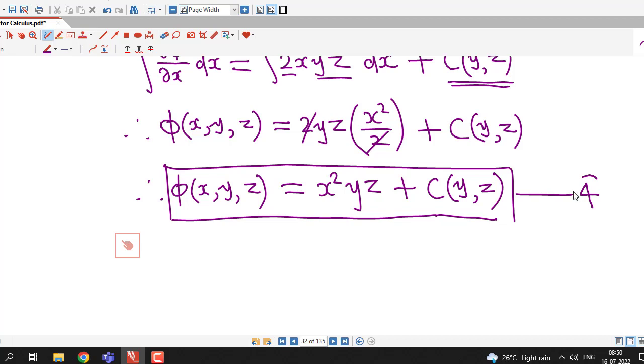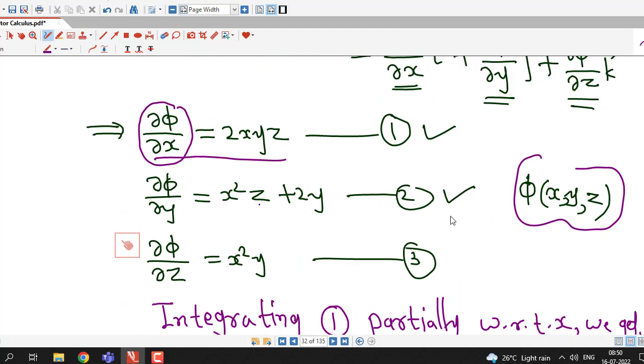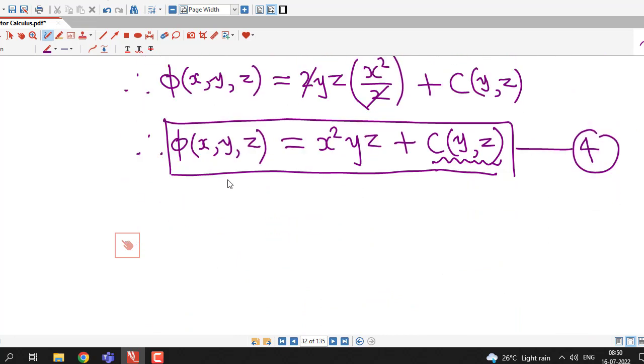So we give this number 4, and now our goal is to decide what is this function of y and z. So for that we can use these two equations which we have not used so far. If we want to use equation number 3, we will differentiate this partially with respect to z, and if we want to use equation number 2, we will differentiate with respect to y.